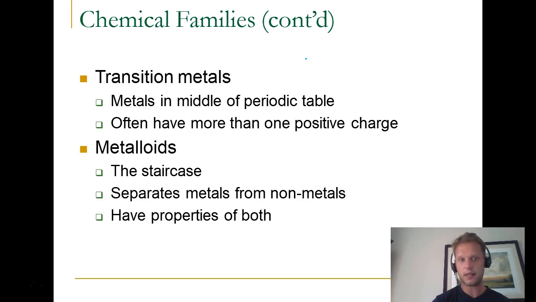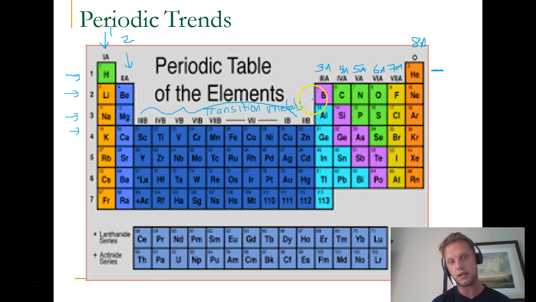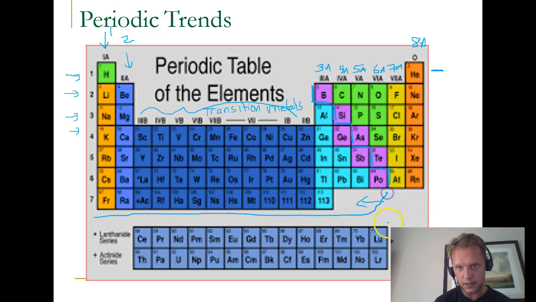And then we have the metalloids, which are the guys on the staircase that separate the metals from the non-metals. So there's actually a staircase on the periodic table. If you take a look, I'm going to draw it in right here. Let me make sure I get this right. That's the staircase, and on this side, everything to the left, including the ones below, are known as metals. Everybody to the right of the staircase is known as nonmetals.